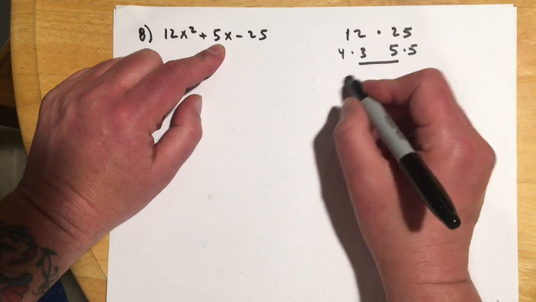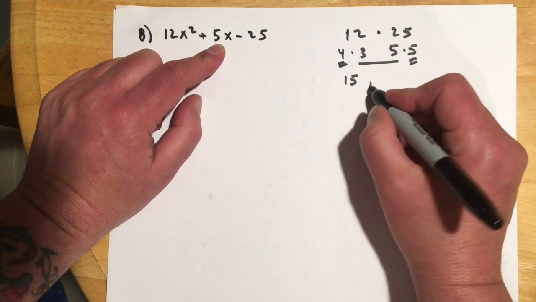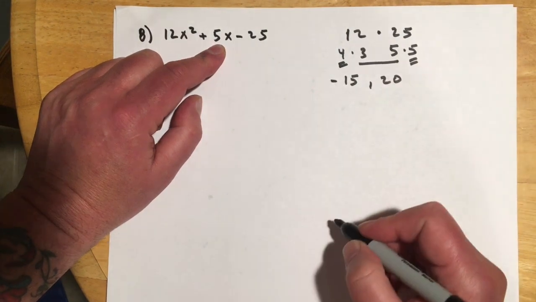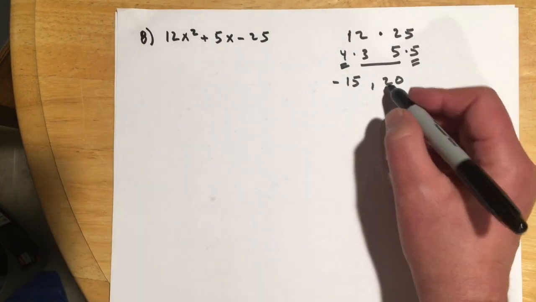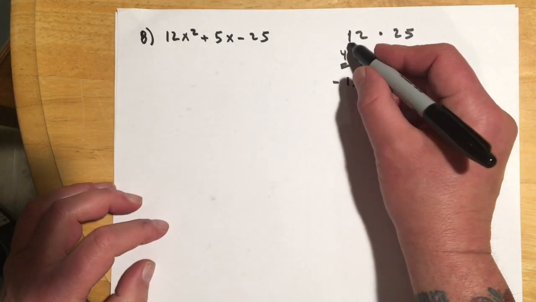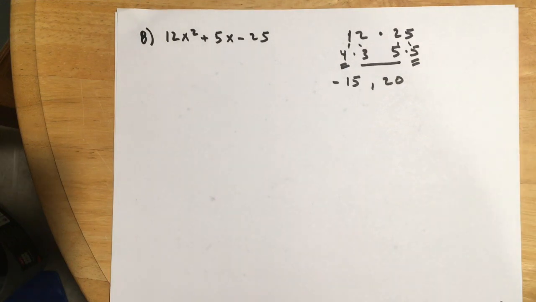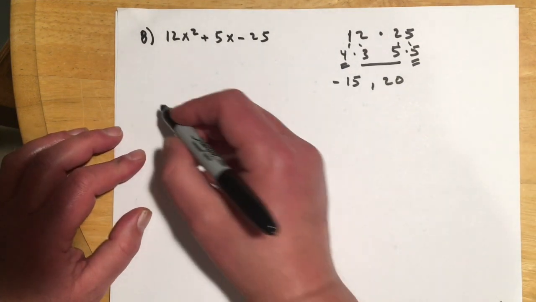So here we have 3 times 5 is 15, and on the outside we'd have a 4 times 5 is 20. So if I make the 15 negative and the 20 positive, that makes the negative 5 in the middle. So again, sometimes it's easier to see it in the factors than it is making a big giant number. So just another way to get there.